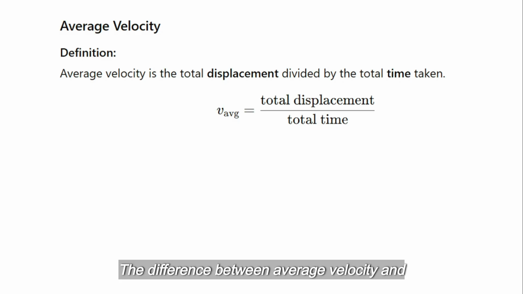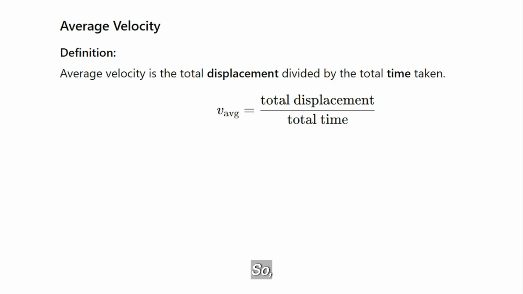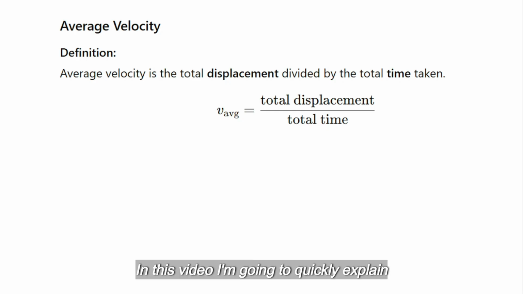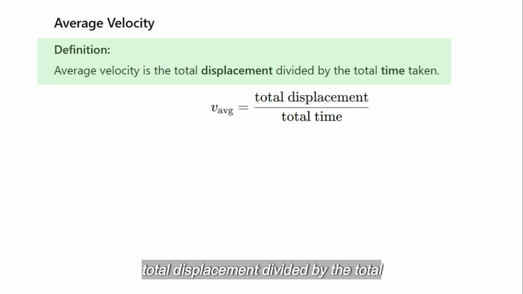The difference between average velocity and instantaneous velocity is something that students always get a little confused about. So in this video, I'm going to quickly explain the difference. By definition, average velocity is the total displacement divided by the total time.